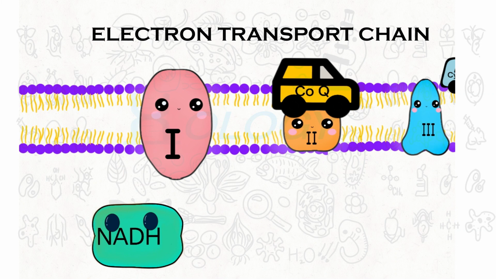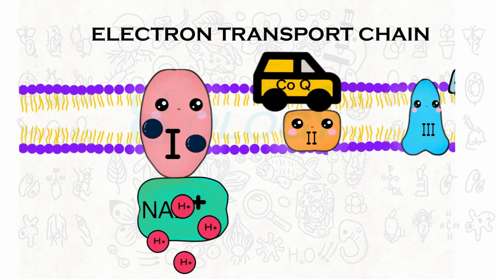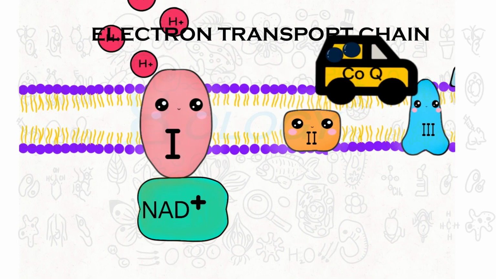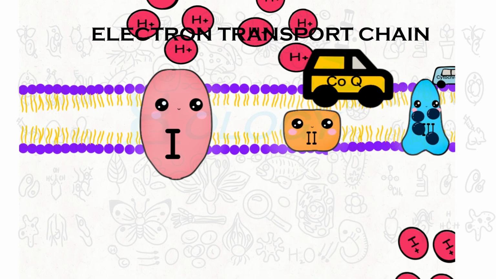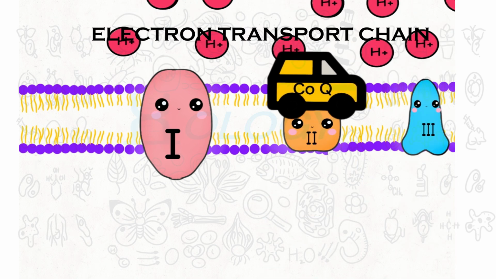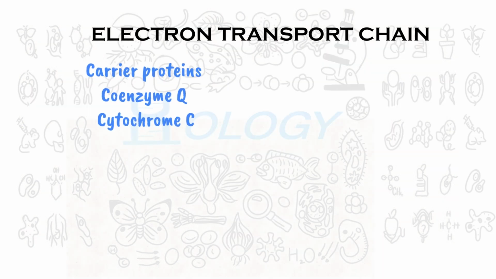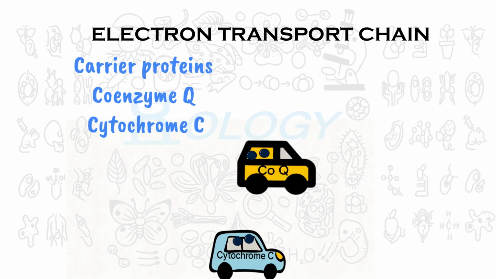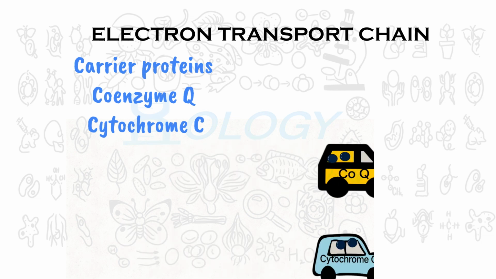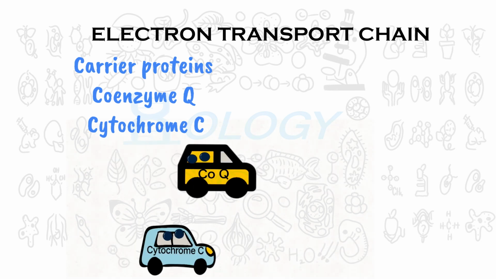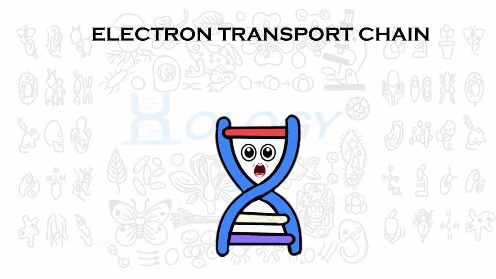Electrons donated by a substrate such as NADH or FADH2 enter the chain at complex 1 or 2, respectively. From there, the electrons are shuttled through a series of protein complexes, while also actively pumping protons across the inner mitochondrial membrane. To facilitate the electron movement, several integral membrane proteins within the ETC serve as electron carriers. One such protein is ubiquinone, or coenzyme Q, which shuttles electrons between complexes 1, 2, and 3, and cytochrome C shuttles electrons between complexes 3 and 4.